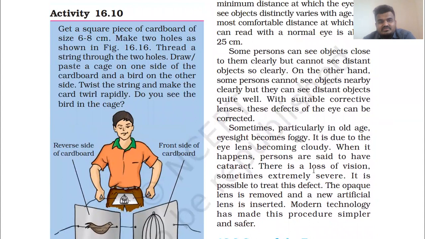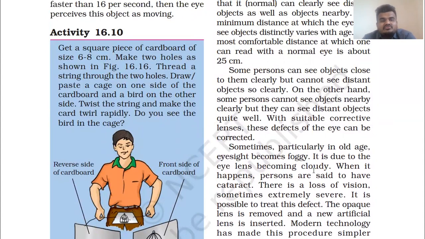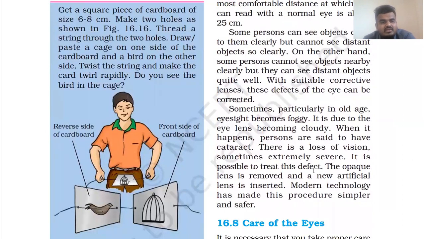Now let's discuss this activity 16.10. Get a square piece of cardboard of size 6 to 8 centimeters. Make two holes as shown in figure 16.16. Thread a string through the two holes. Draw or paste a cage on one side of the cardboard and a bird on the other side.